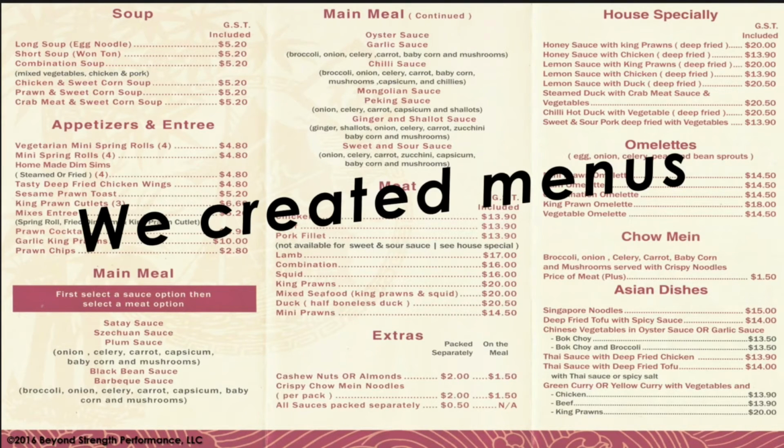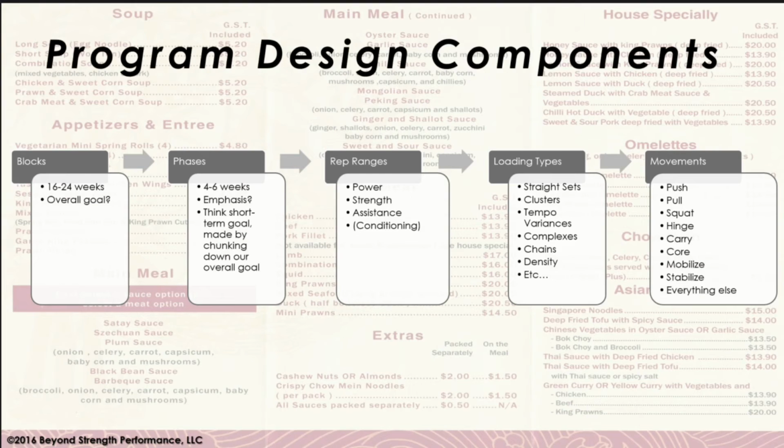We looked at it and we said, what would the program design components be? And if we went from a macro level down to a micro level, we looked at it and we said, well, there's blocks of training, which for us run 16 to 24 weeks. And that's where we're going to try and hit our overall goal. Maybe not like our lifetime goal, what we really want, but our big goals that we're going to try and accomplish over 16 to 24 weeks.